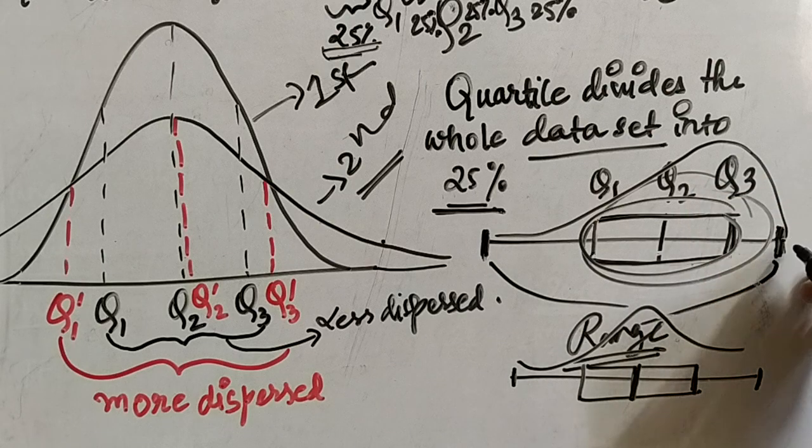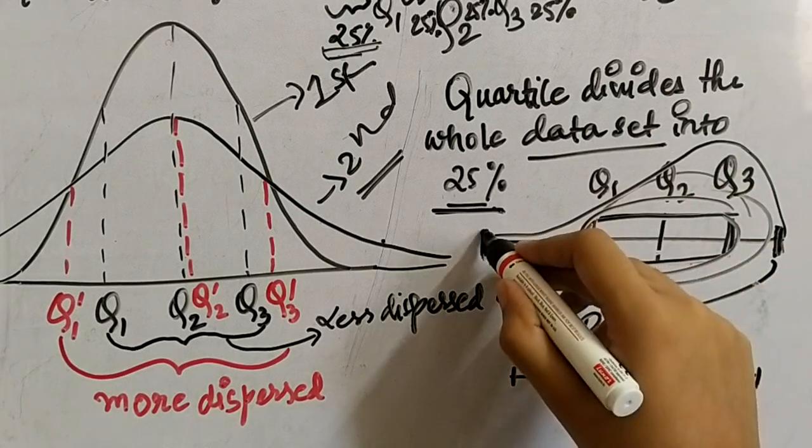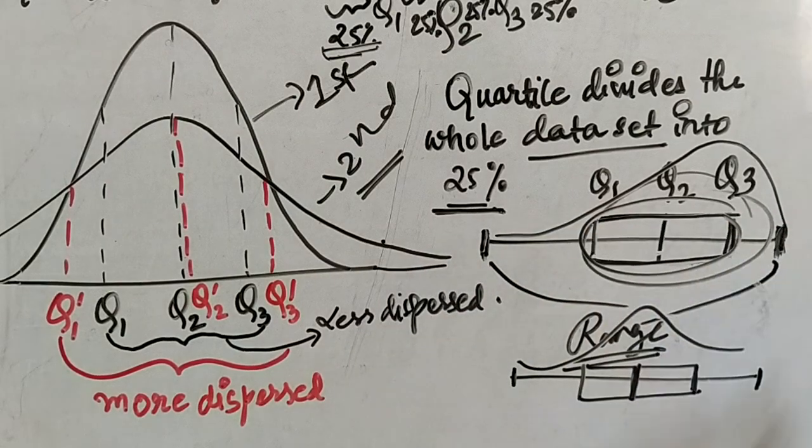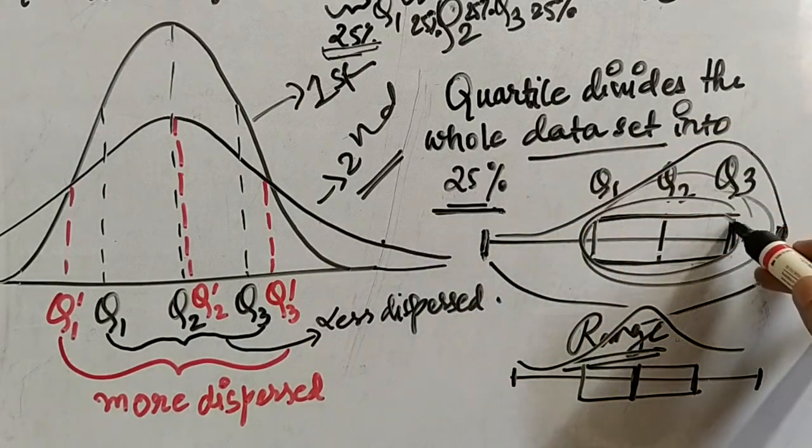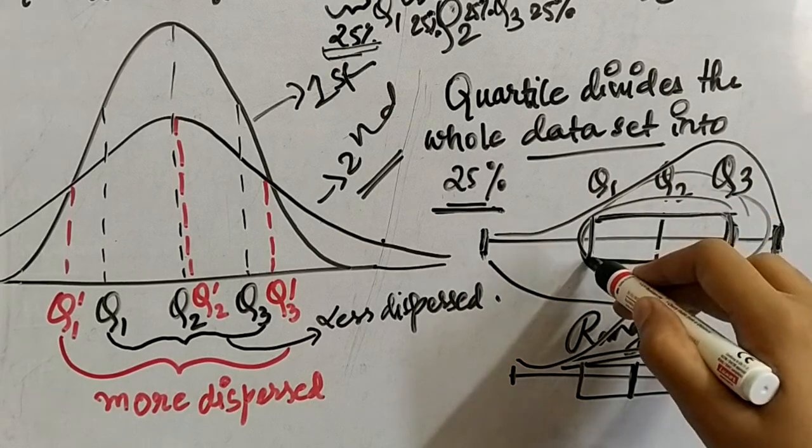As you can see, in the case of range you just have to subtract the 2 extreme values, and in the case of quartile deviation you have to subtract Q1 from Q3 and divide by 2.